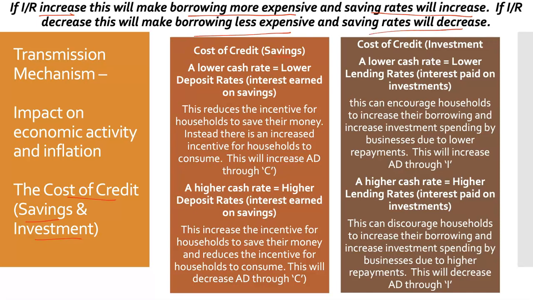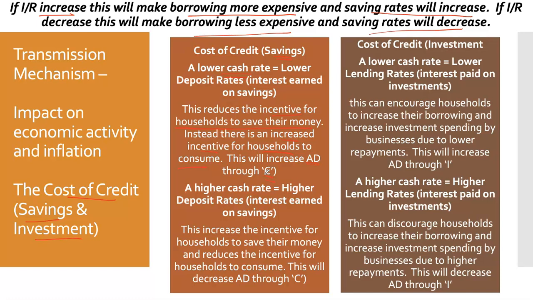So in terms of our savings, if we have a lower cash rate, and that means we want more aggregate demand, we want to drive GDP, lower interest rates and lower deposit rates are going to reduce the incentive for households to save their money. Why would you save your money if you're going to get less of a return on this? This gives households an increased incentive to consume. Now, if they're consuming, this is going to increase aggregate demand through an increase in consumption.